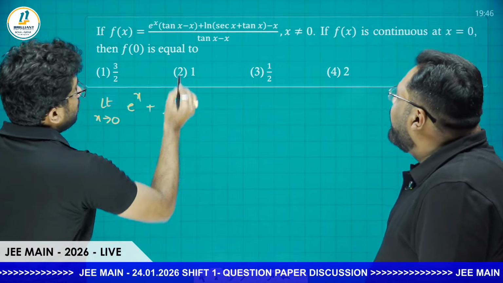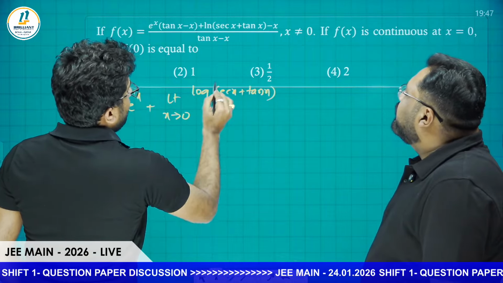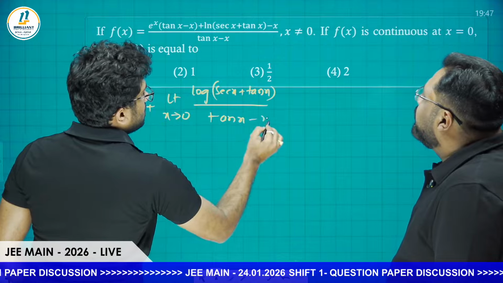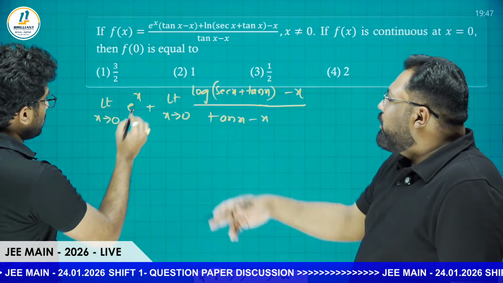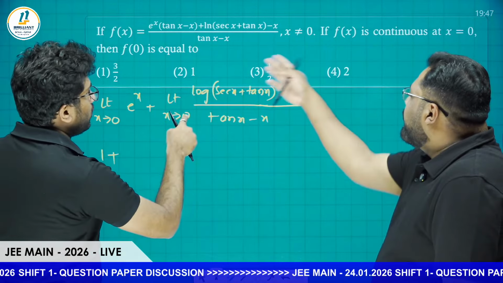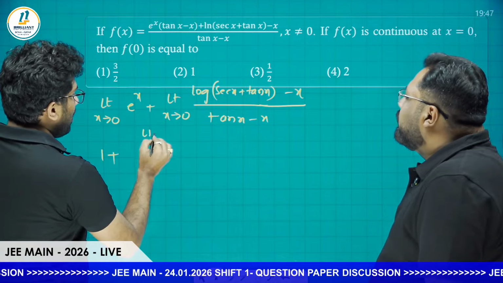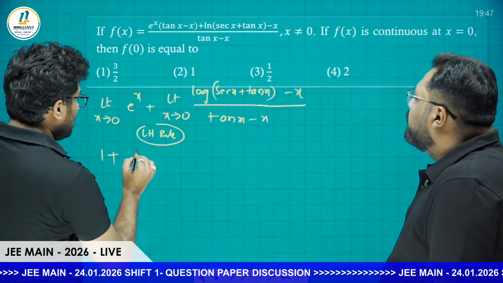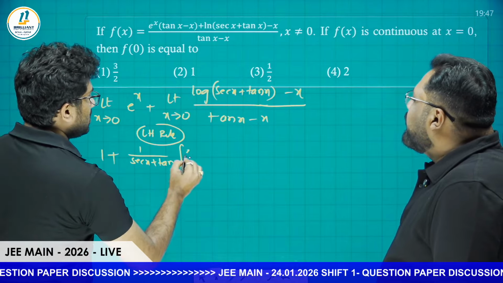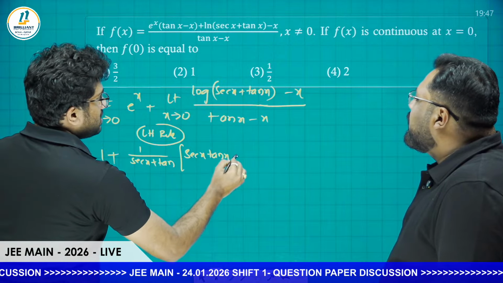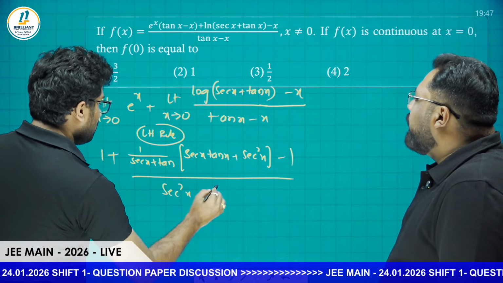So the limit as x tends to 0 of log of secant x plus tan x divided by tan x minus x. Here we have one more x, which is not going to disturb our limit. So e raised to 0 is 1, plus this: putting 0, we get 0 by 0 form, log 1 is 0 minus 0, so we can apply L'Hospital's rule. For log it is 1 by secant x plus tan x, into secant x tan x plus secant squared x, divided by secant squared x minus 1.